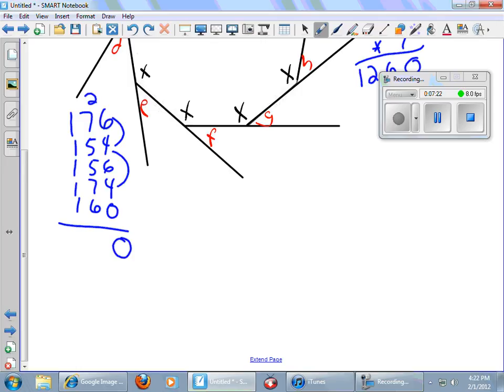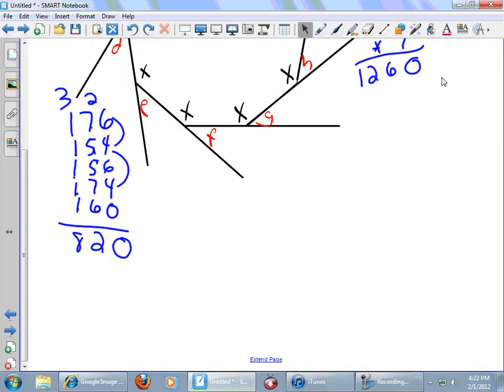And so I'll carry a 2, and then I got 5, and 5 is 10. 10 and 14 is 24. 24 and 6 is 30, and then a 2, so it's 32. I'll carry a 3, 1, 2, 3, 4, 5, and 8. So I'm up to 820 degrees. All right, so I'm going to take 1260 and subtract 820 from it. That'll tell me the total degrees left.